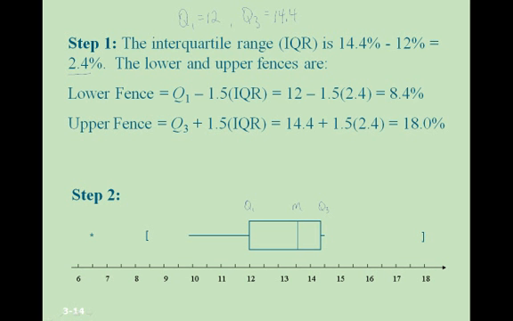And notice that we had a value, our lowest value of 6.5, which was smaller than our lower fence. So this would be considered an outlier, and we've denoted it with an asterisk. So here we see our box plot for the data.